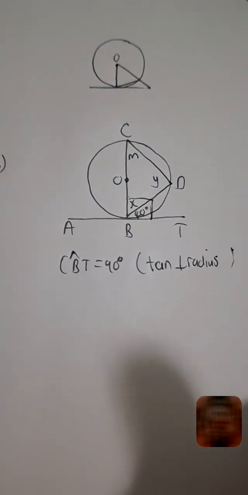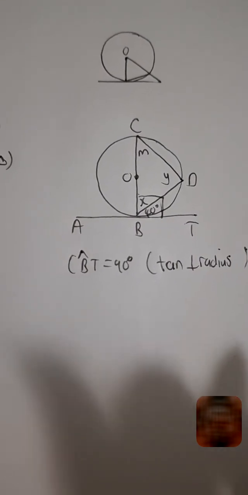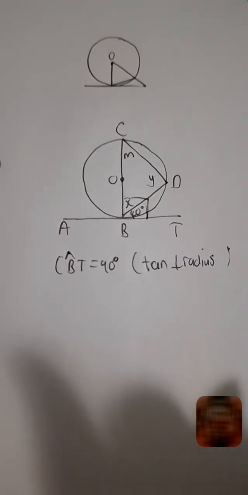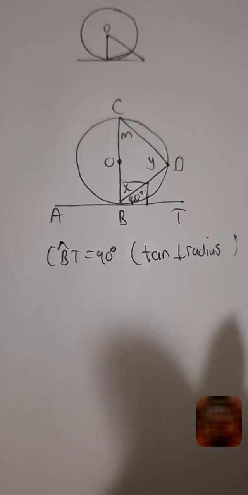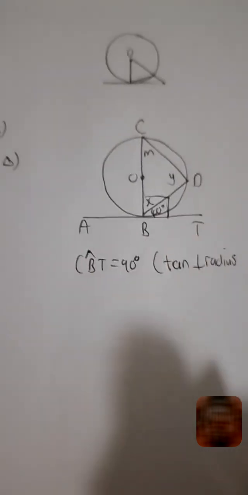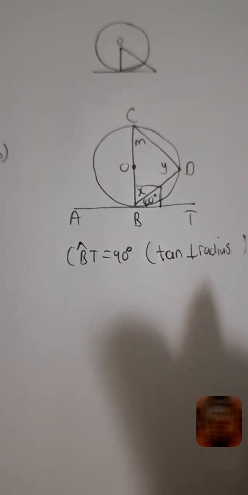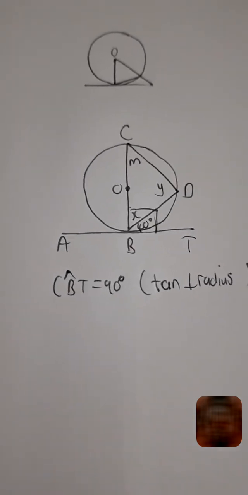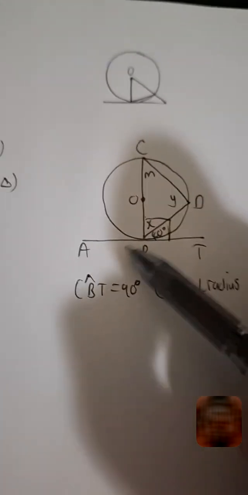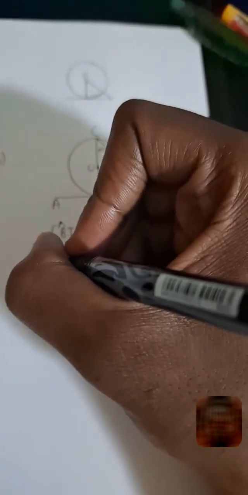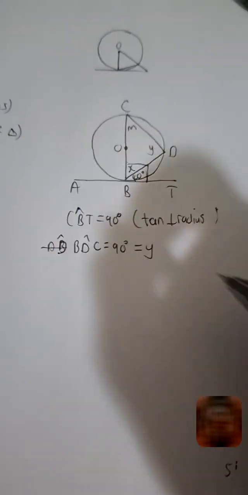Now I just want to apply the rules first. An angle formed in a semicircle at the circumference is 90 degrees. So I'm saying BDC is 90 degrees, which is also our y value. So y is 90.